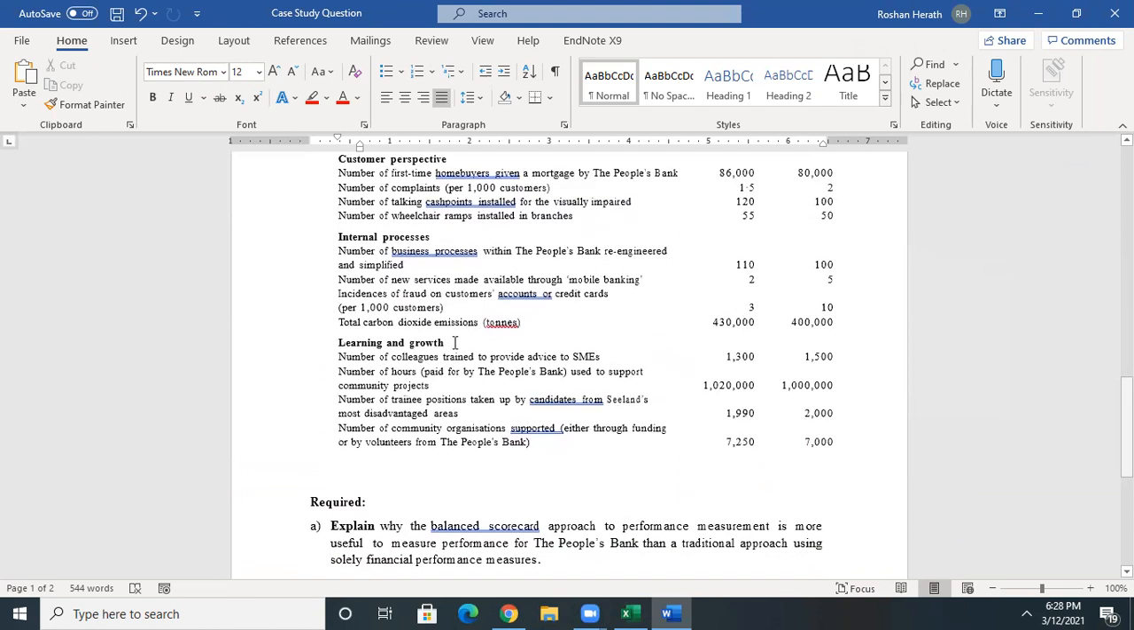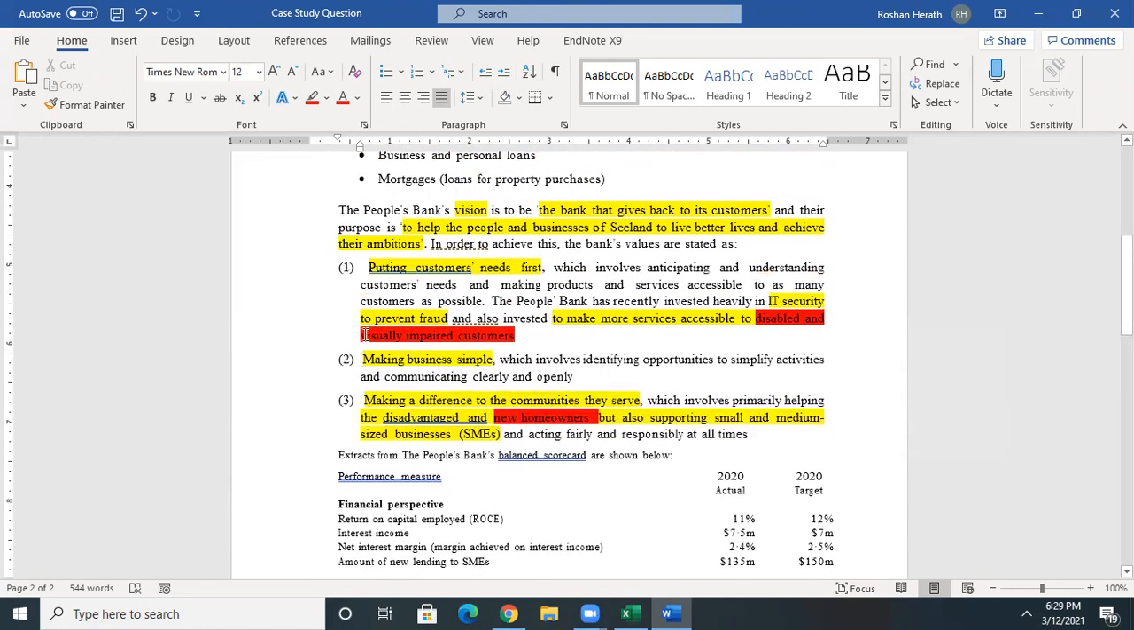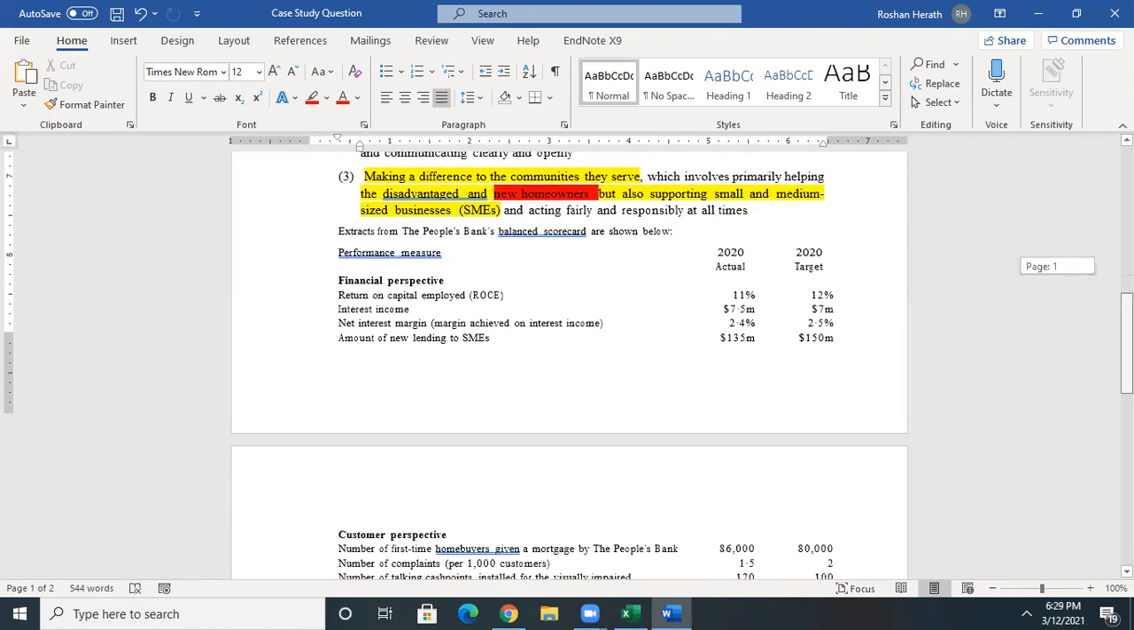Then if you come to the internal processes, you can see that the number of business processes within the People's Bank re-engineered and simplified. So you can see that you have simplified several business processes, even more than expected. So in that sense, you are successfully achieving making the business simple. Then you can relate that to the second value, and you can say that you are successful in doing so.